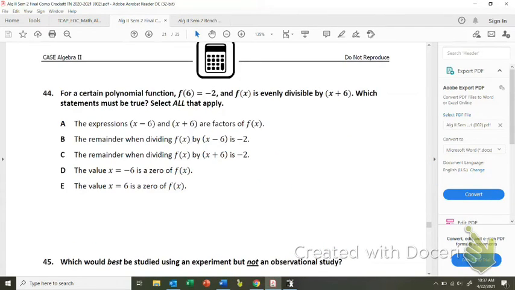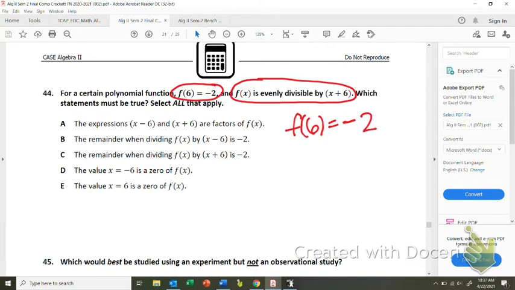Okay. On number 44, first we have to know what this means and what this means. All right, so f of 6 equals negative 2 is the same thing as me saying x equals 6 and y equals negative 2. All right, when f of x is evenly divisible by x plus 6, that means that I do not have a remainder.